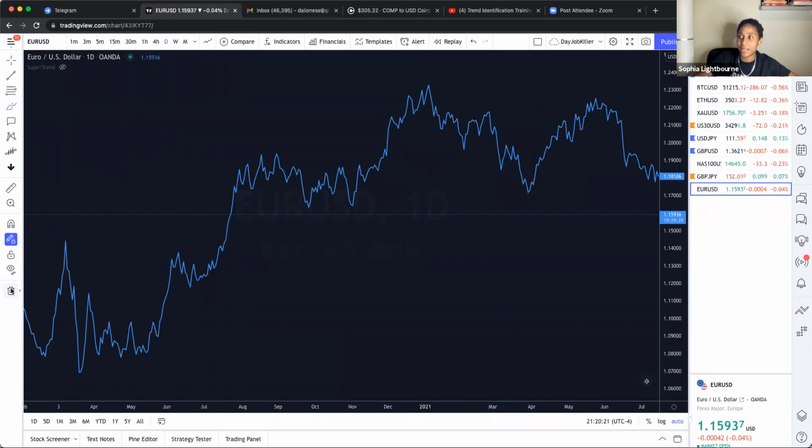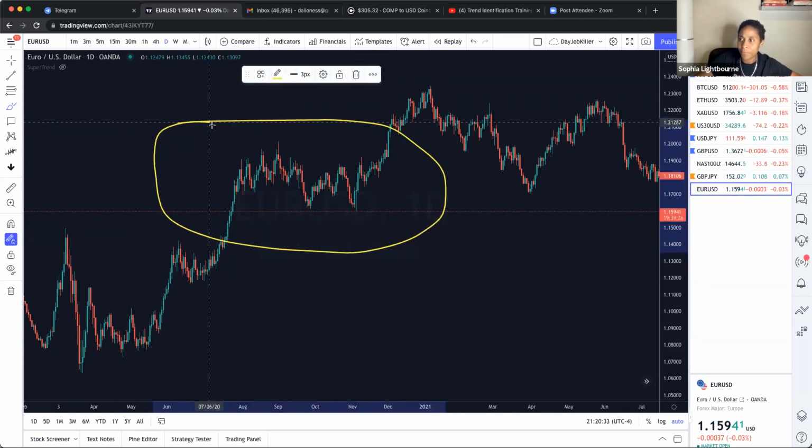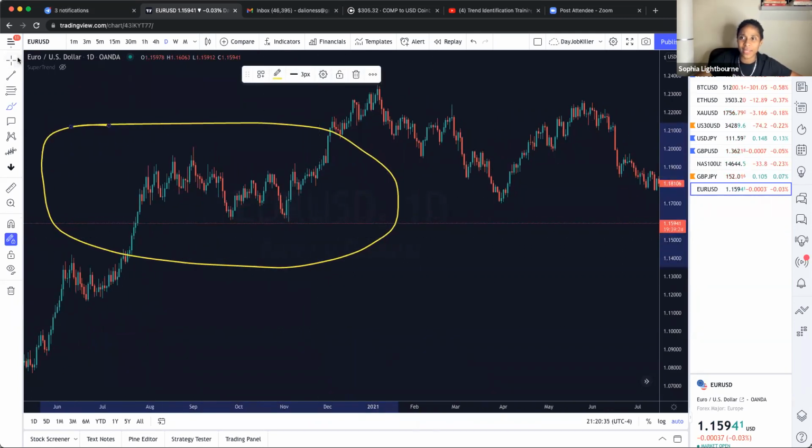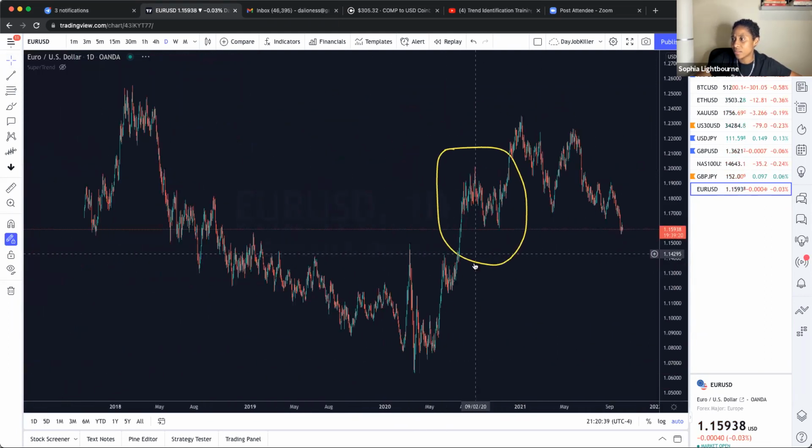So let's clear this, y'all. We're gonna look at the same pair, but instead of looking at it as a line chart, we're gonna look at it as a candlestick, like which we usually look when we trade in. So before we even look at trend lines, let's just look at this area right here, okay? Let's identify support and resistance. Y'all remember? Support and resistance.